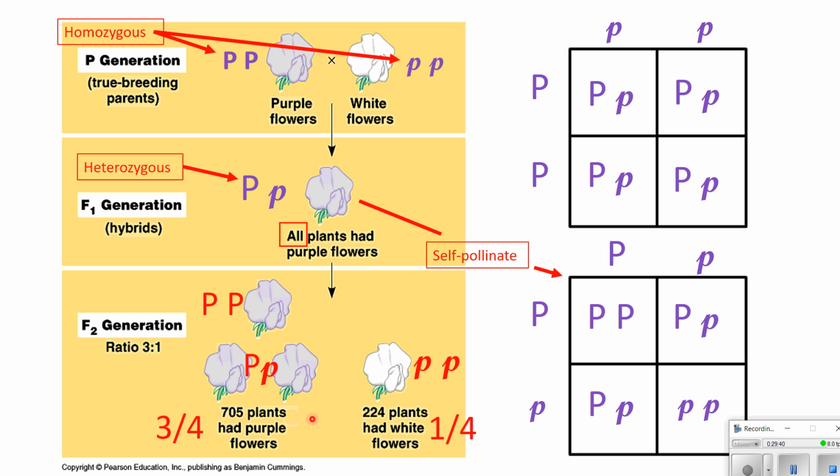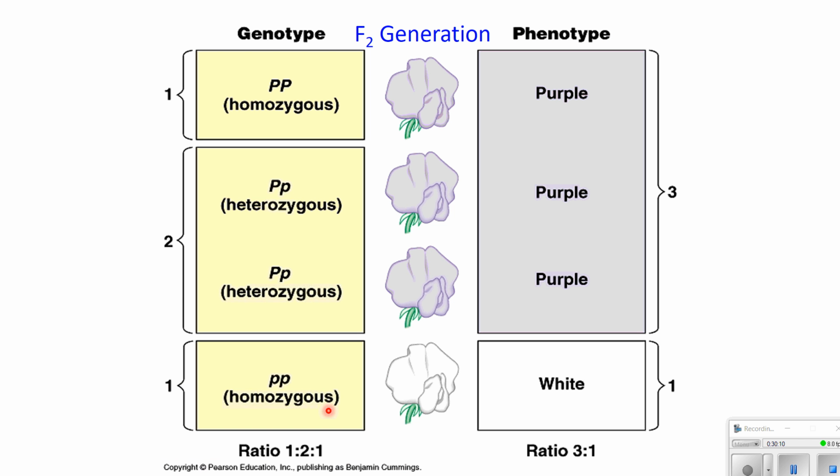Now, if you do the math, you'll find 705 is not exactly 3/4, and 224 is not exactly 1/4, but it's very, very close. And these ratios that are predicted by the Punnett squares, they're just that. They're predictions. It's not always going to perfectly match the actual numbers that you see in the data. So here's a closer look at Mendel's F2 generation results.